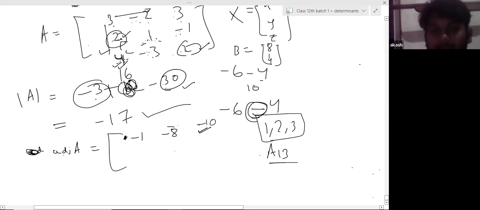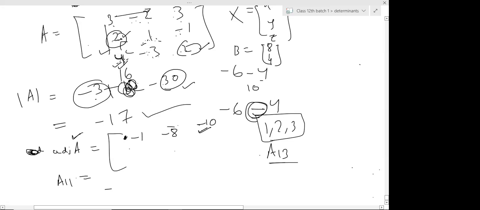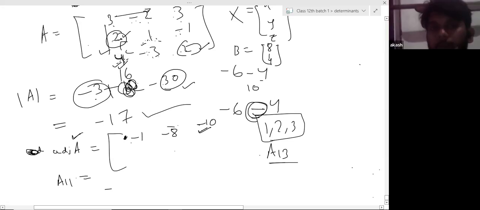I can solve one by one if you want, but to save time, I'm writing this directly in the matrix. But if you want, we can solve individually like this. Whichever way you want. Krishna, is this okay? Can you directly write the adjoint? Yes, sir. All right. So A21, what will be A21? Anyone can answer A21?